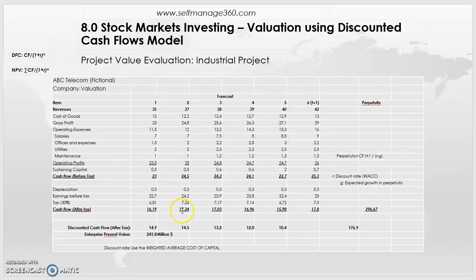Same thing with year number 2, 17.24 divided by 1 plus, again, we use the same discount rate all across the board. So in our case, it's 9%. And in that case, n is 2. So I end up with 14.5.